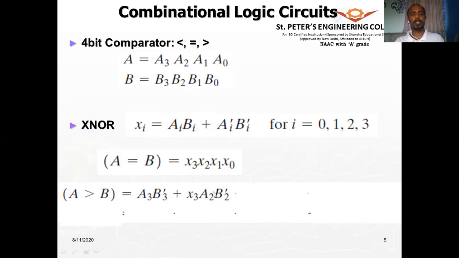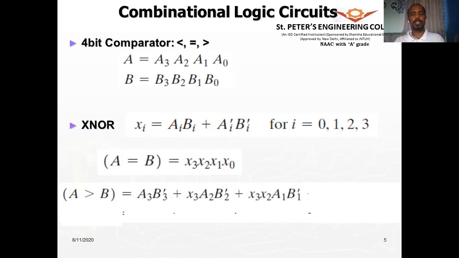We are going to the next lower bit. Therefore, the product is a 3-input AND gate with X3, A2 and B2 complement, which should be equal to 1. Then we say A is greater than B. Next, if here also A2 and B2 both have the same value, then we go to the lower bit.